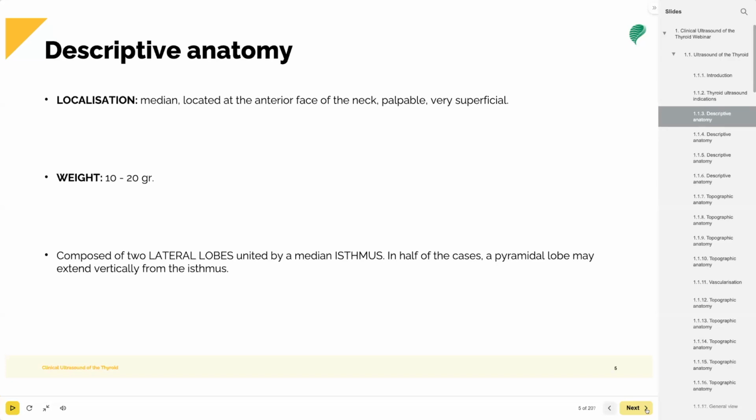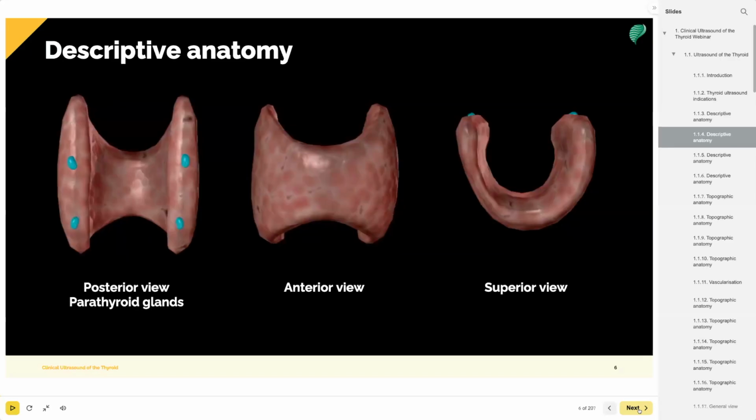Exploring the thyroid is pretty straightforward. It is a very superficial gland. It is located right underneath the skin. It's anterior. In the anterior face of the neck. It's palpable. It usually weighs about 10 to 20 grams. It consists of a right and a left lobe, and an isthmus, which connects both lobes. There are some instances where we can have a pyramidal lobe. It's not quite often seen, but I'll show you an image.